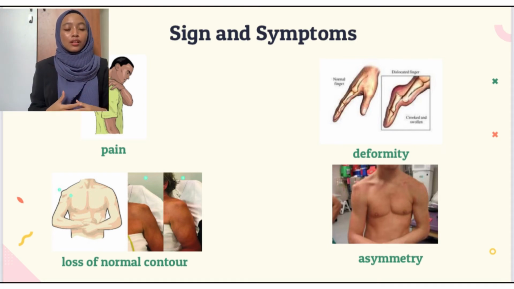The last one is loss of normal contour. Loss of normal contour, usually we can see if someone gets a dislocation at their shoulder, where the shoulder becomes a stub. As we can see in the picture, they have an unusual shape at their shoulder.